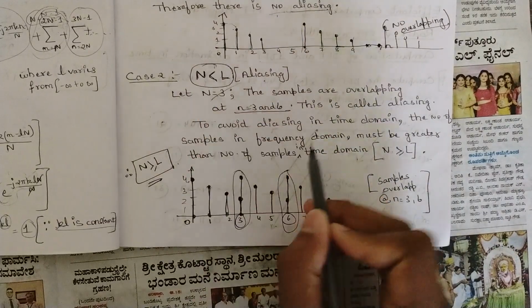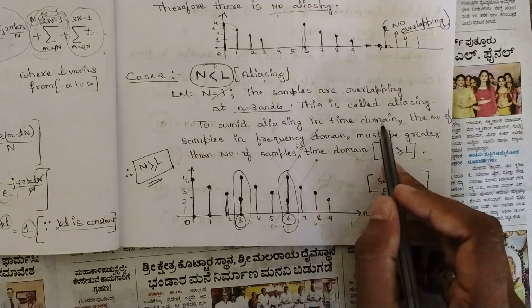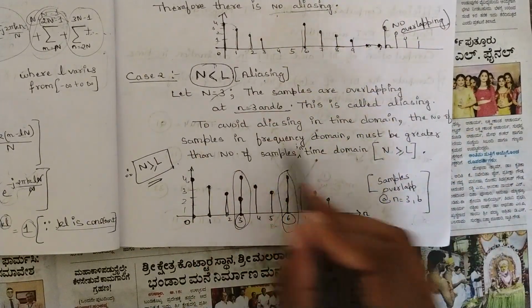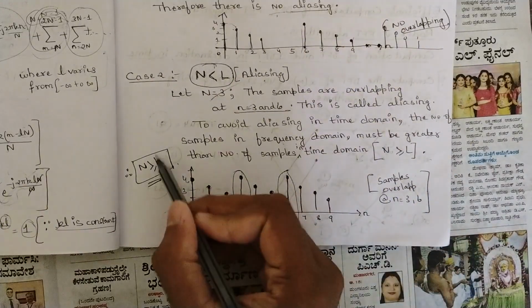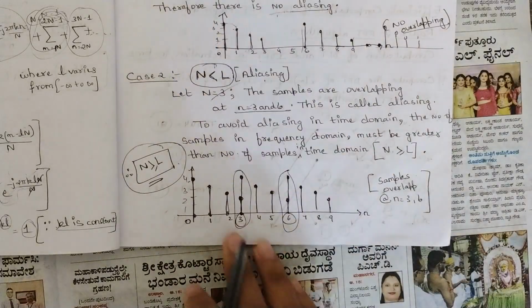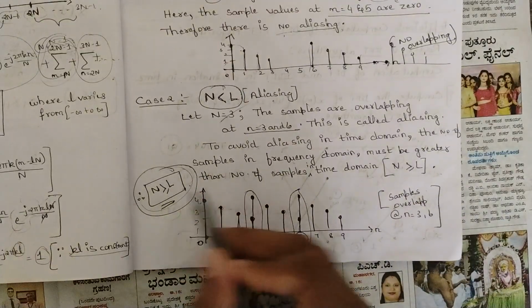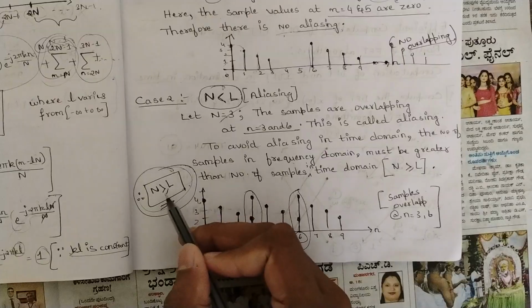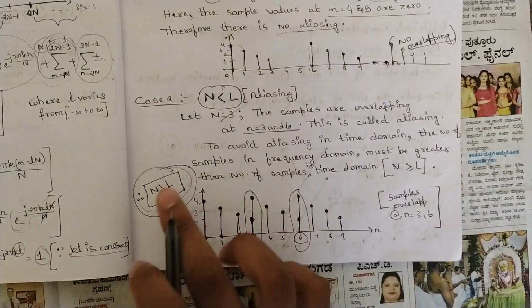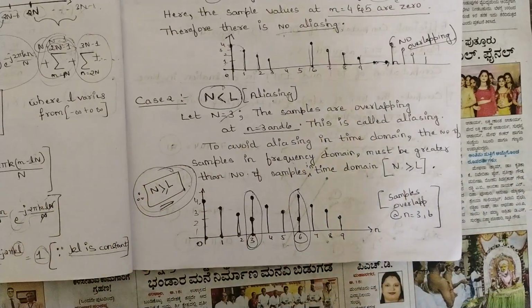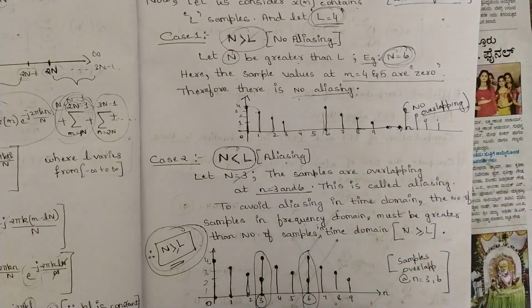To avoid aliasing in the time domain, the number of samples in the frequency domain must be greater than or equal to the number of samples in the time domain. This is the one condition you should be knowing. That's why we have done this, in order to prove that N is greater than or equal to L. In order to avoid aliasing, this is the condition. So the aliasing process is clear, right? Hope you understood this. You should be noting this down.